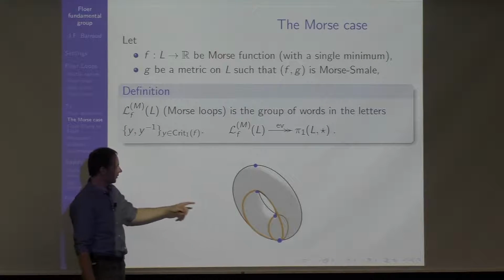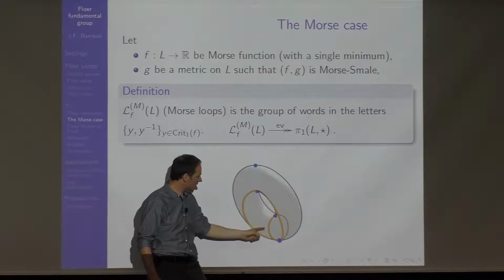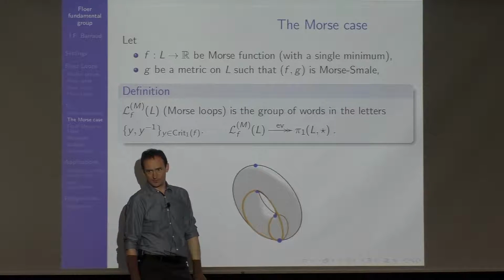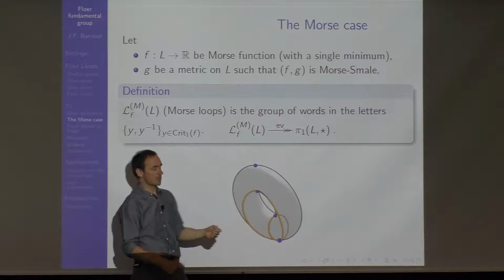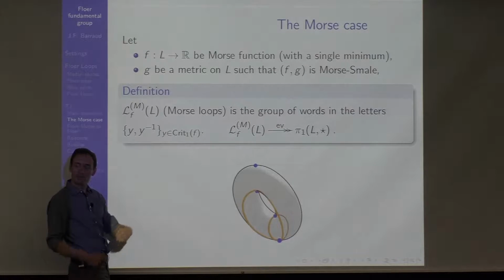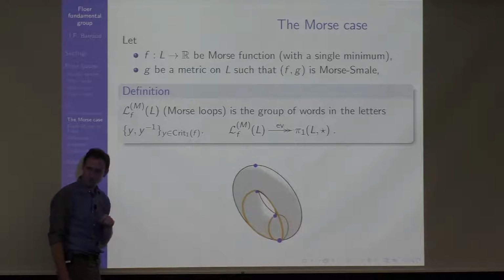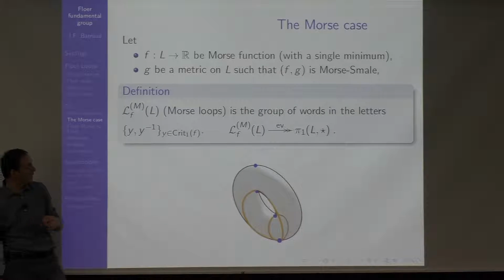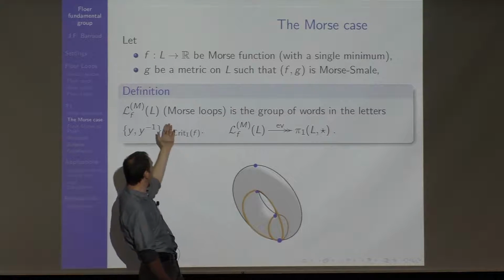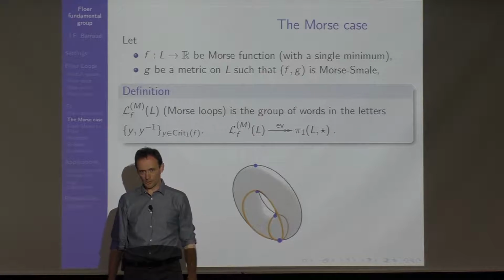An index 1 critical point, a letter like that, is in fact the loop associated to the unstable manifold in one or the other direction. You pick an orientation of each unstable manifold, and y is the loop in one direction, y inverse is the loop in the other direction. Okay, this is a well-known fact, and of course you have relations given by the index 2 critical points.